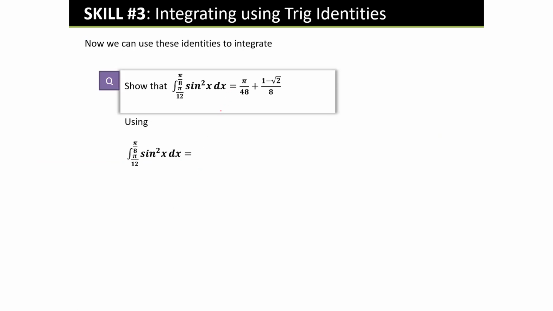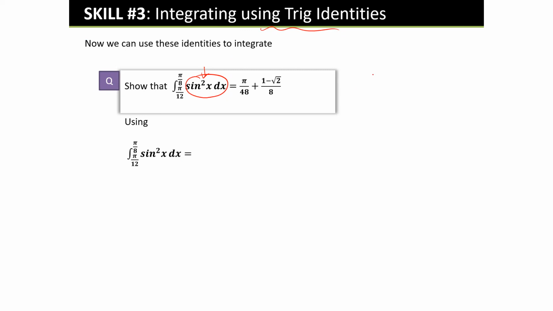Okay, let's have a look at this next question. So we're using trig identities. When you've got sine squared, you can't integrate just sine squared. There's no rule for adding 1 on and dividing by the new power. So what we need to do is use a trig identity. In the exam, it's not going to tell you to use a trig identity. You need to know that that's what you've got to do.